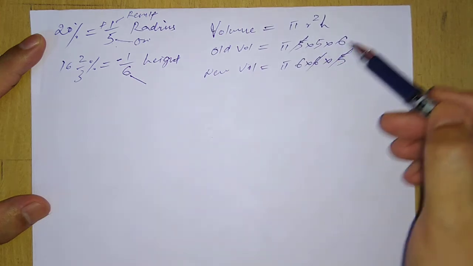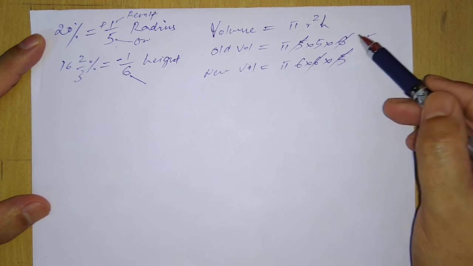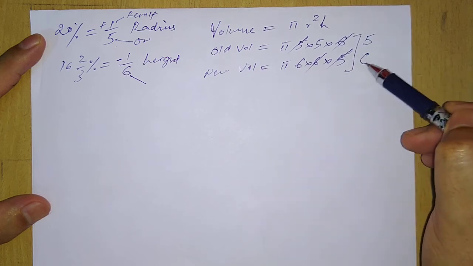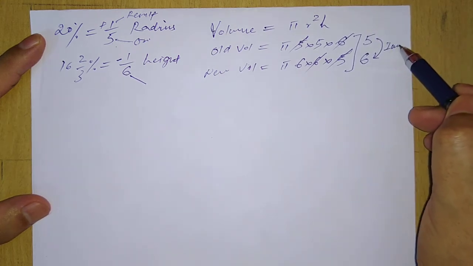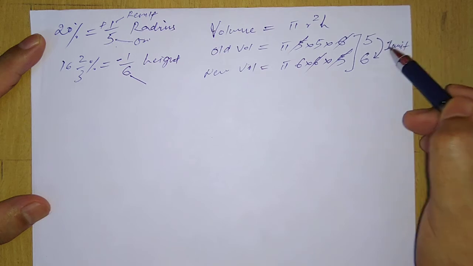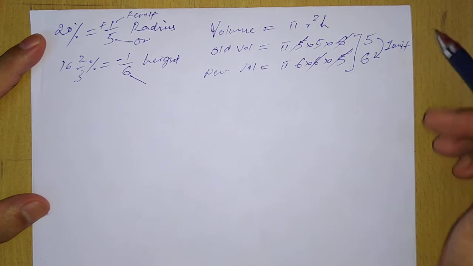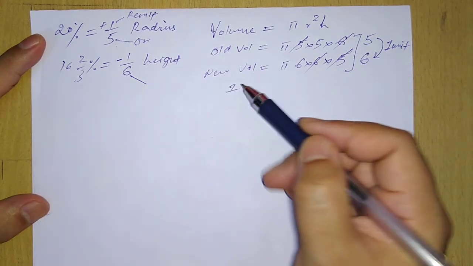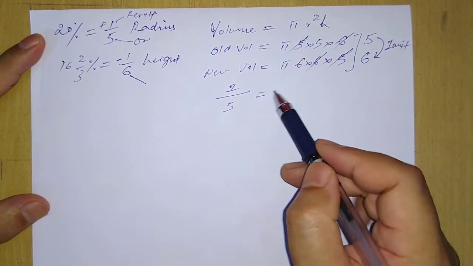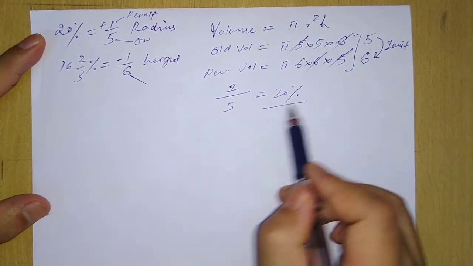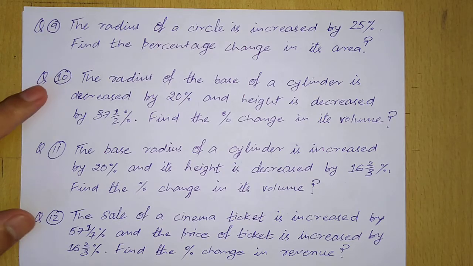Now if we cancel this, the old volume is 5 units and the new volume is how much? 6 units. So there is an increase of 1 unit. So we need to find the percentage change in its volume. So 1 unit has increased upon the old volume 5, and 1 by 5 we know is how much? 20%. So 20% increase.